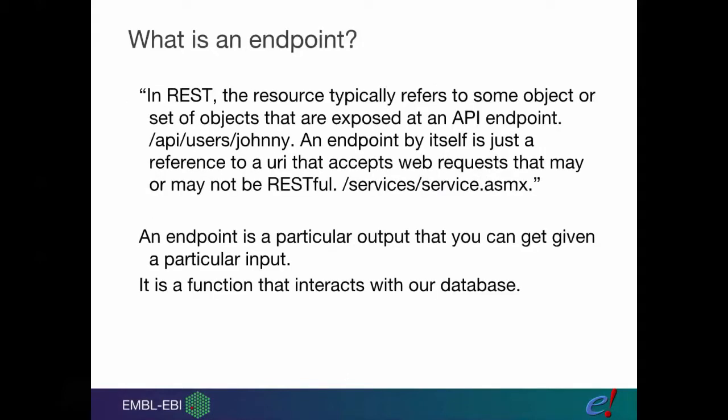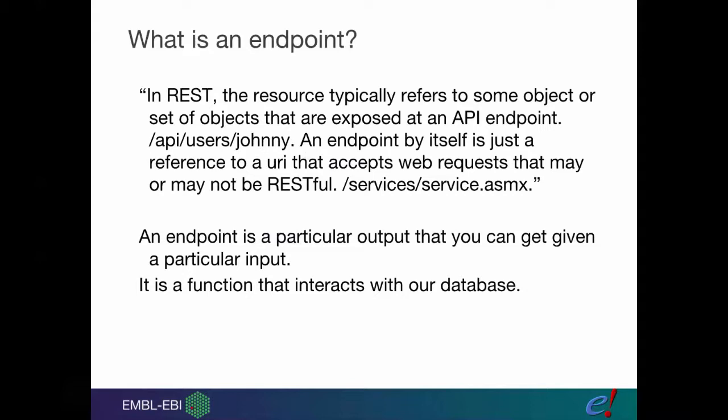So in REST, we talk about endpoints. So what is an endpoint? This is the technical definition. In REST, the resource typically refers to some object or set of objects that are exposed at an API endpoint. Here's an example. An endpoint by itself is just a reference to a URI that accepts web requests that may or may not be RESTful. Put in more simple terms, an endpoint is a particular output that you can get with a particular input. If I tell the REST server this, I get out that, and that's kind of the combination of parameters.